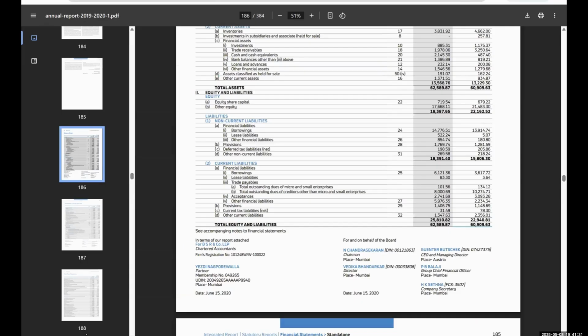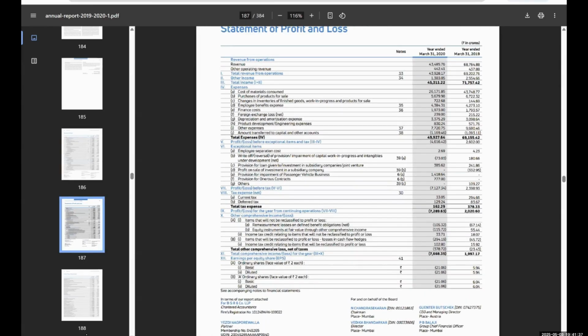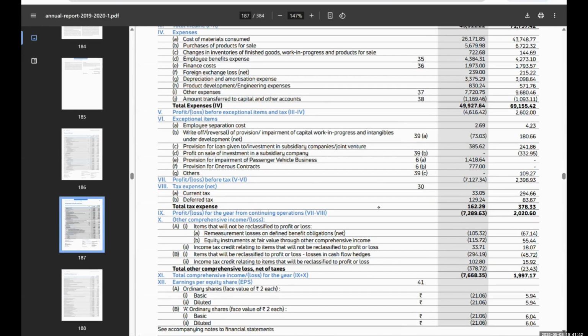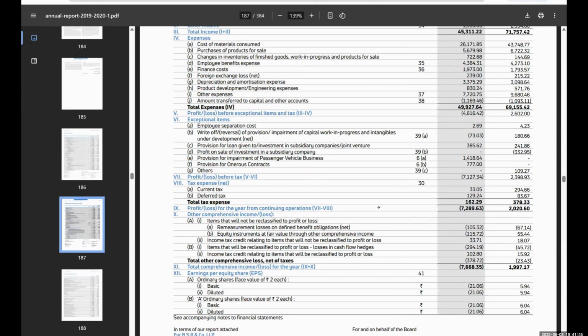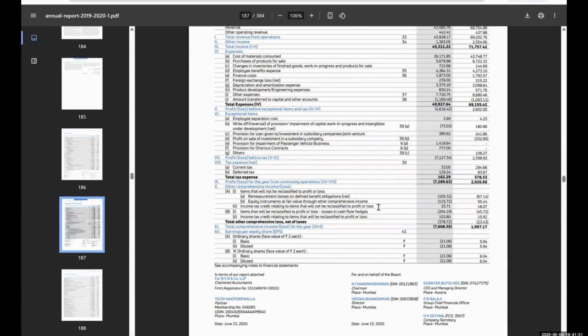Now, next is the profit and loss account. In the profit and loss account, what will you come to know? How much profit the company has got. Now, you see here. Profit and loss for the year from continuing operations, 7,289. Okay. And based on profit only, what will they do? They are going to pay the tax. Have you seen here? Current tax, deferred tax, income tax.